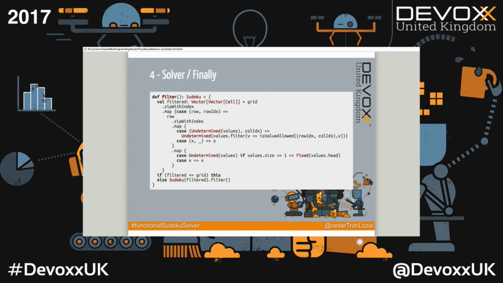What I want to do: when I know already the number, there's nothing for me to do, I can just stop. But when I find an undetermined cell, what I want to do is replace it by another undetermined cell which contains fewer values.